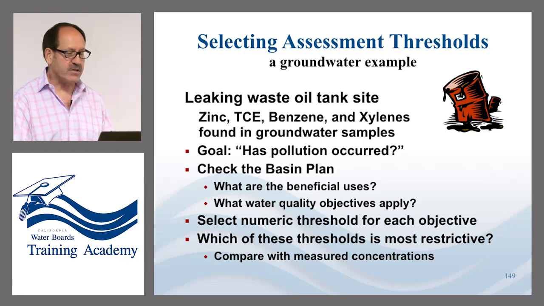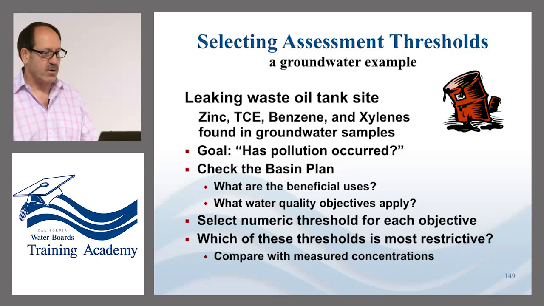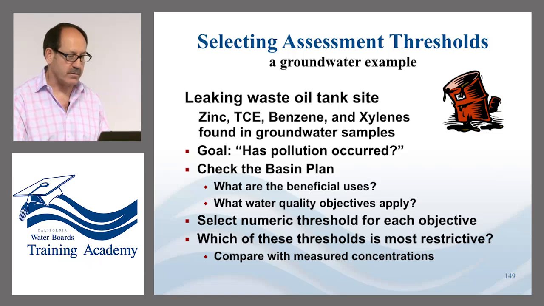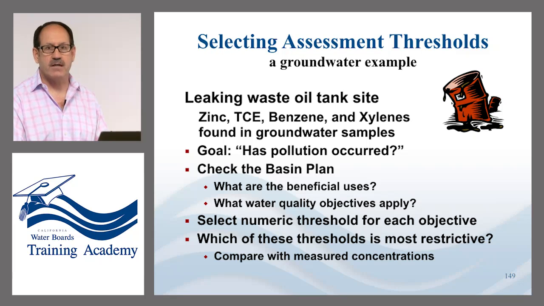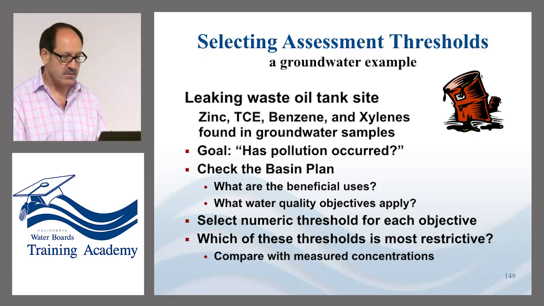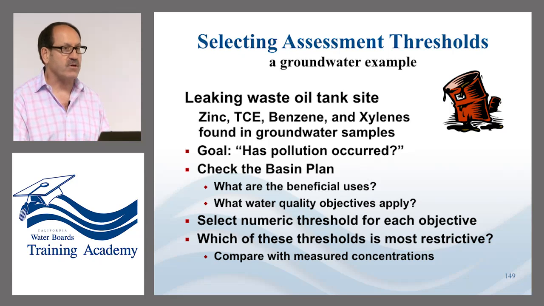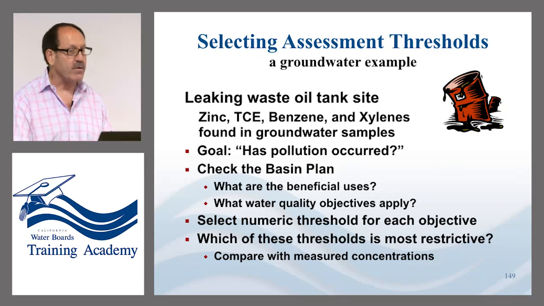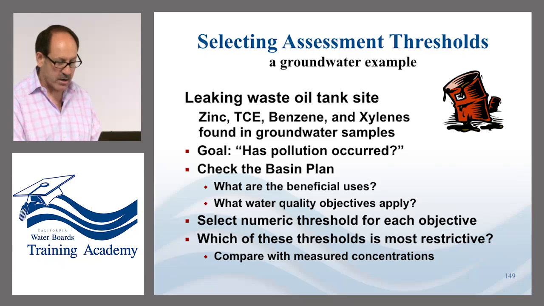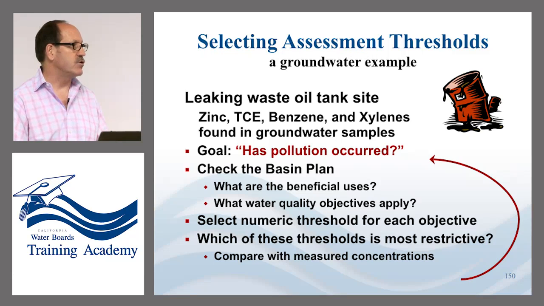So the very first thing I'm going to do, look at the basin plan. What are the beneficial uses of that groundwater? What are the water quality objectives that apply to protect those uses? Then we're going to start running through the algorithm and select numeric thresholds for each objective. Which of those is most restrictive? Compare that with concentrations we measured in the groundwater, and that will tell us whether pollution has occurred or not.